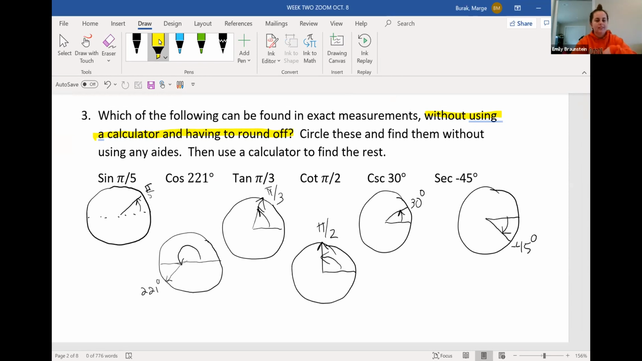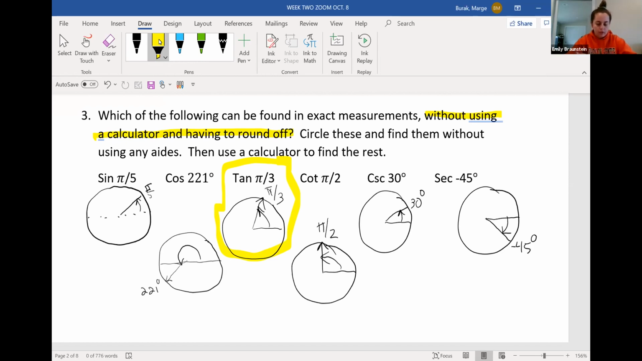This is Emily. Emily, tell me just one of them. Tangent of pi over 3. Okay, tangent of pi over 3. And what is the tangent of pi over 3 without using a calculator? Root 3. And how'd you get that?